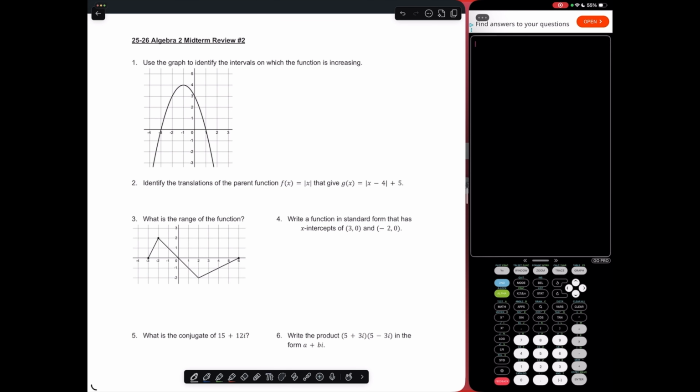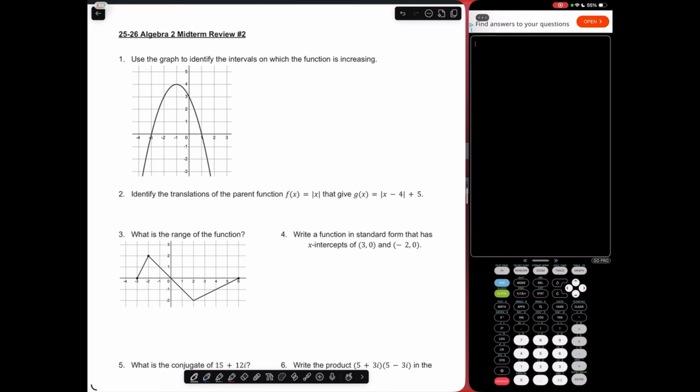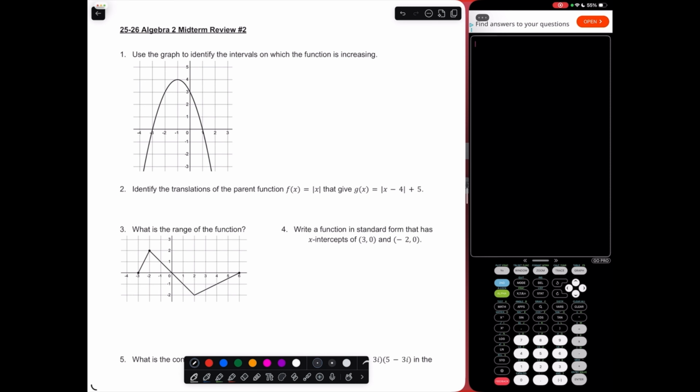All right, here we're going to work on solving the problems for the Algebra 2 midterm review. So question 1 here, we have to use the graph to identify the intervals on which the function is increasing. So anything that is increasing is going to be going up from left to right.